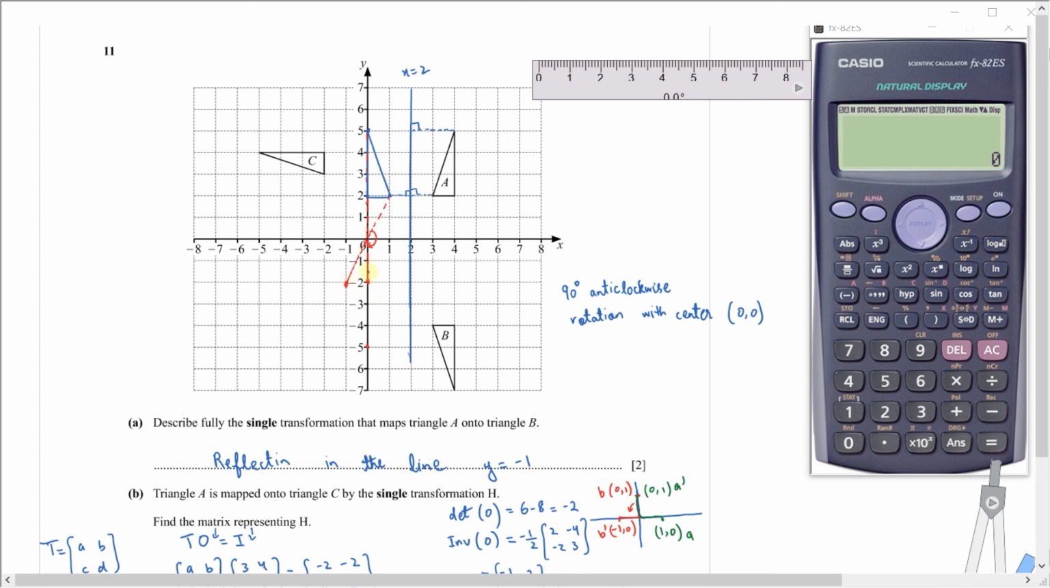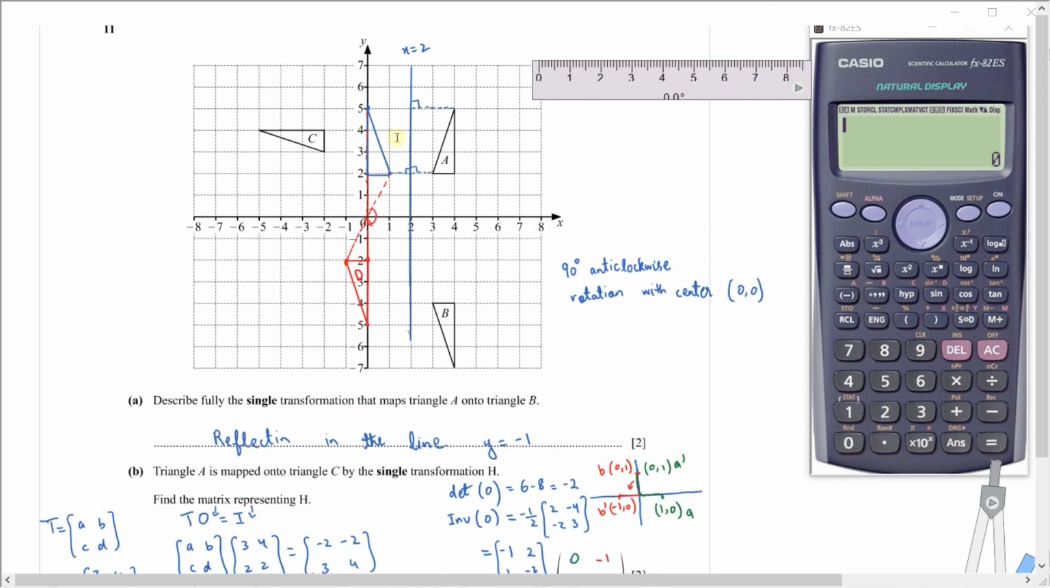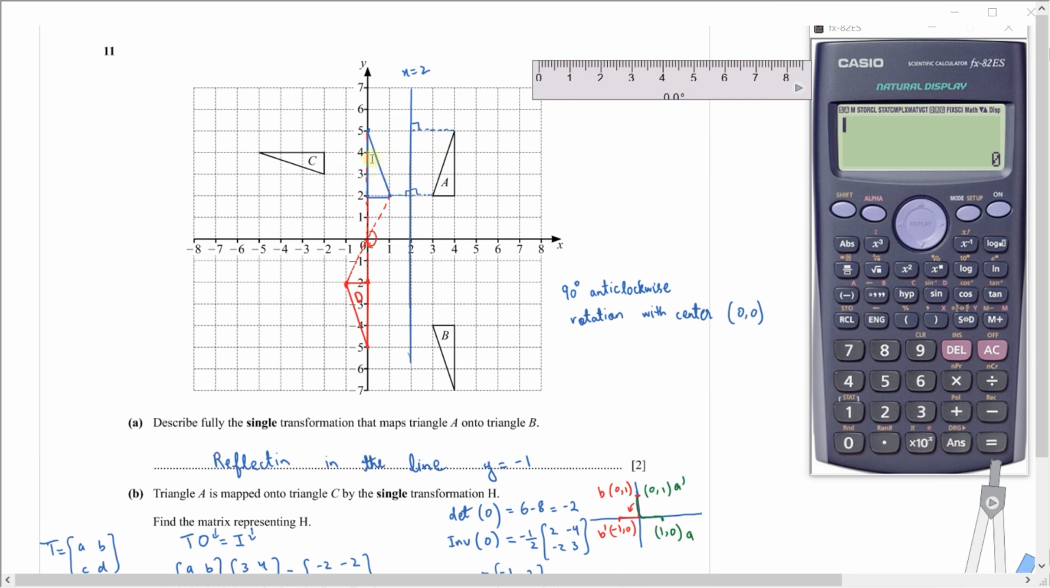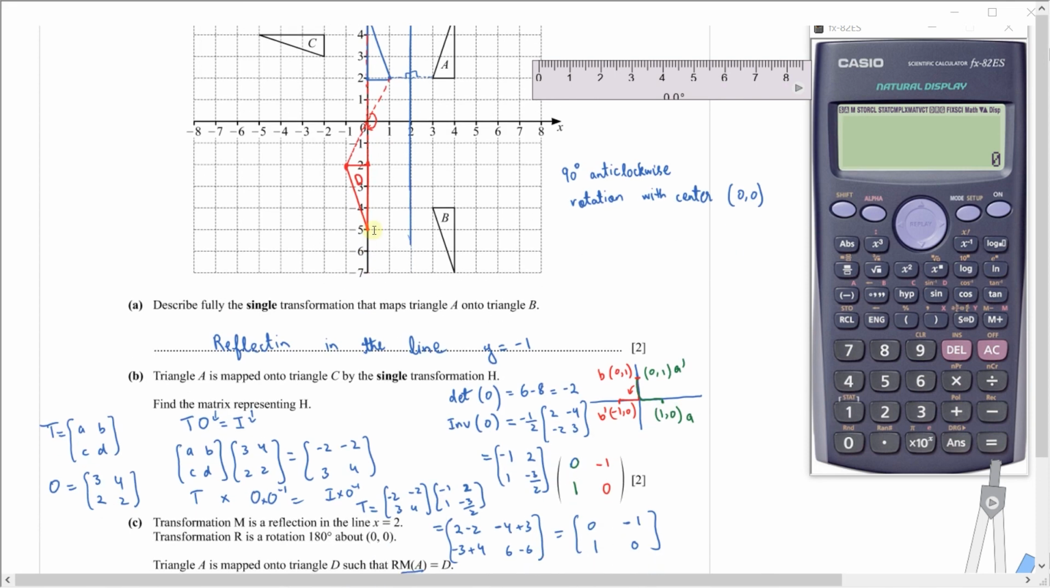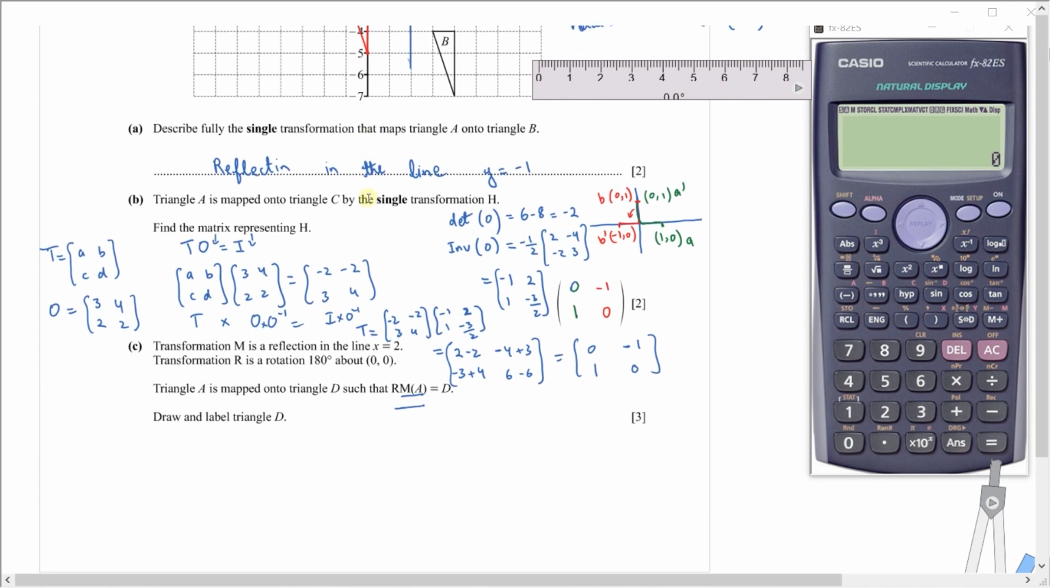So now I have all three vertices of the triangle. I can join them to form my triangle D. So this is your triangle D. So first you applied the reflection, then you got this triangle, then you applied the rotation, and you got the triangle D. So that's how you will solve this part. So this was the last question. This is the end of paper 2 variant 2 for May June 2020.